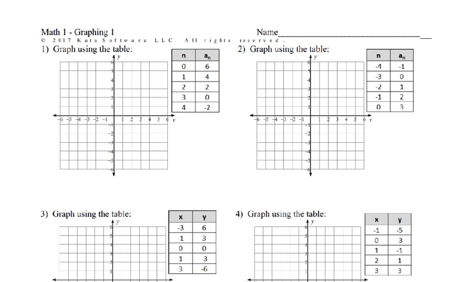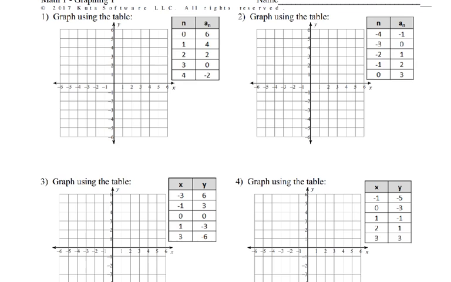Alright, Math 1, let's take a look at some graphing. So these first four we're dealing with are graphing in tables. Remember, the left side is the x, that's the horizontal, and the right side is the y, the output, that's the vertical. So we just turn these into points.